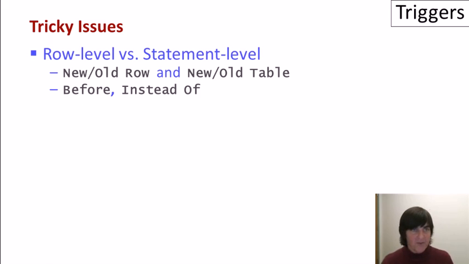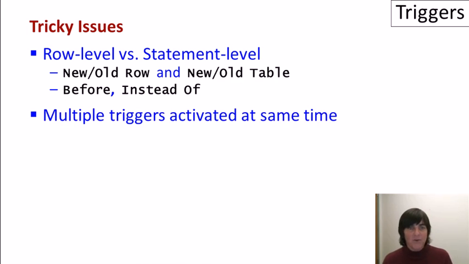So just to go through some of the trickier issues, we talked already a bit about row-level versus statement-level and the use of the different new and old row and new and old table. With triggers that execute after the modification, this is usually fairly understandable, but things can get more complicated when we have triggers that are activated before the modification or instead of the modification that causes the trigger to be activated.